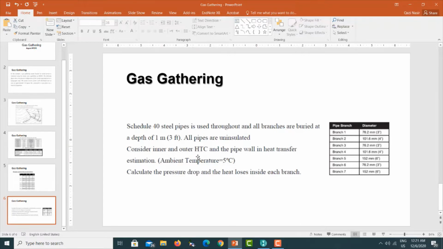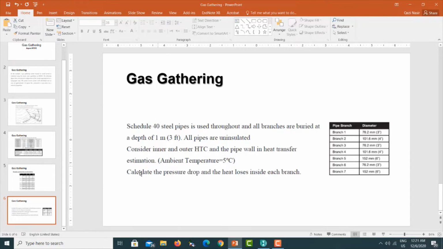To calculate the heat transfer coefficient, we need to estimate the heat transfer at a temperature of 5 degrees Celsius for all branches of the pipes. With this schedule number, you can see here with schedule 40, we need to select the diameter 76.2 millimeter for branch 1, and similarly we have different diameters for different branches based on schedule 40.